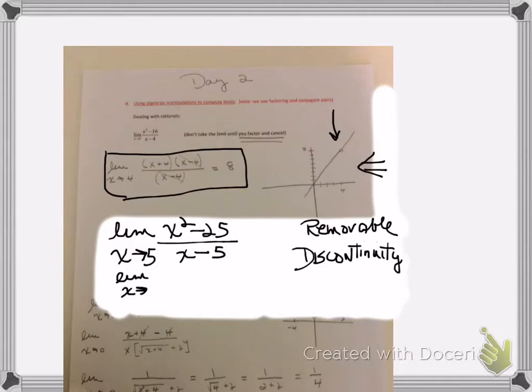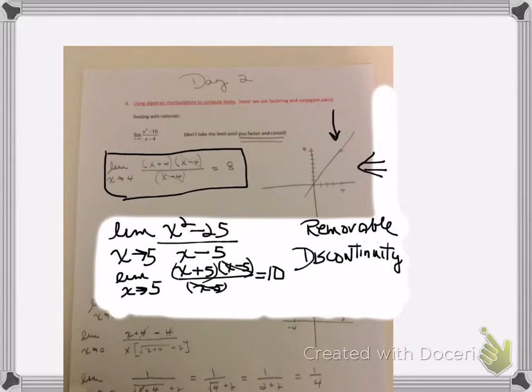So I have the same situation, but now I'm going to factor my numerator into x plus 5 times x minus 5. And I see that my x minus 5's will cancel. Once they cancel, take your limit, and you'll see if you plug a 5 in for the x plus 5 equals 10, and we had another removable discontinuity. So hopefully you understand that.